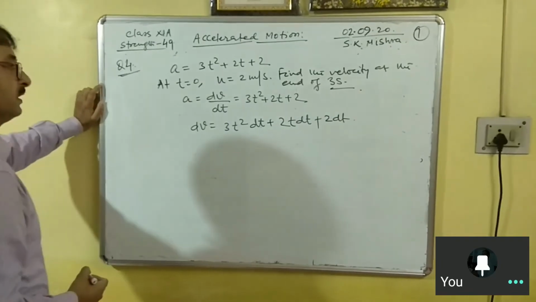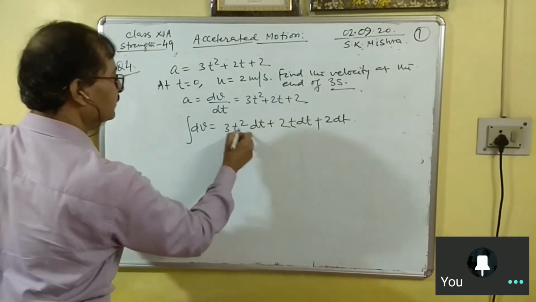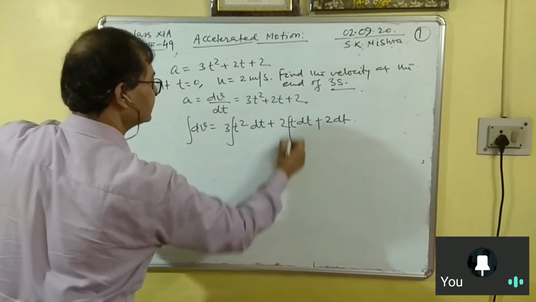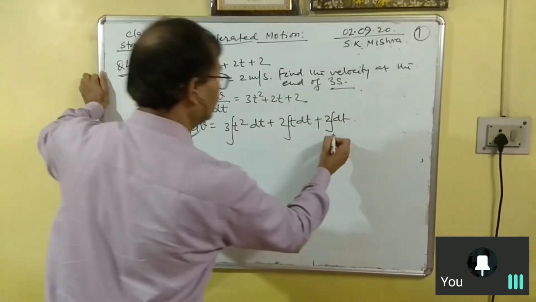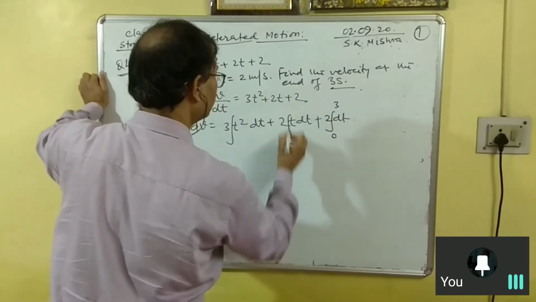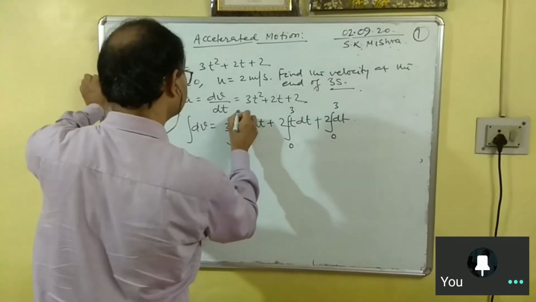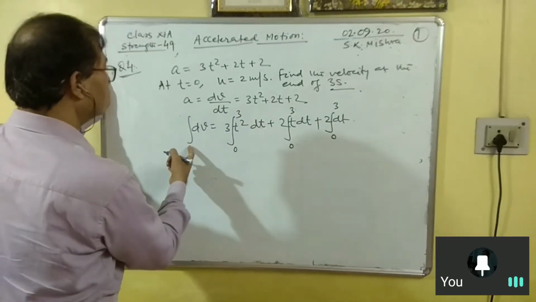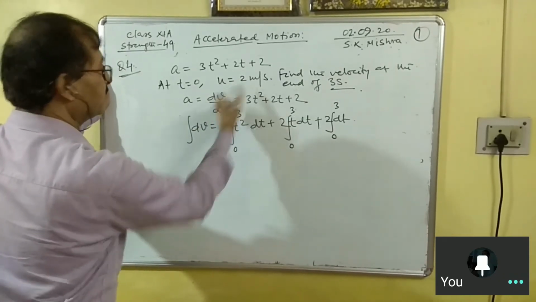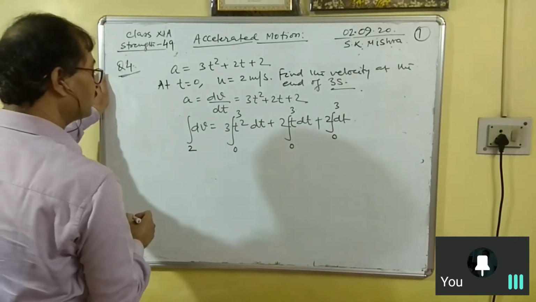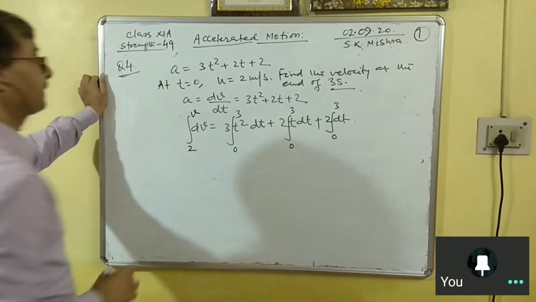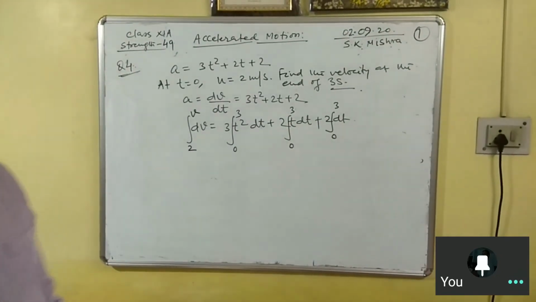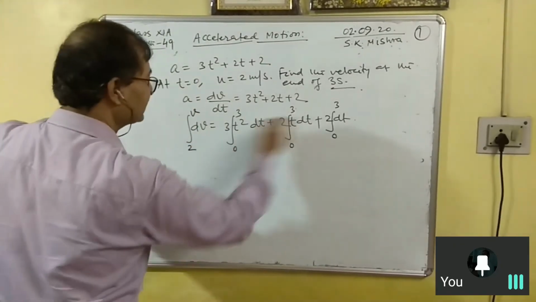Now integrate both sides, definite integral, with limit 0 to 3 seconds. Now at t is equal to 0, initial velocity is given to you, which is 2 meter per second. And what will be its velocity at the end of 3 seconds, that we don't know. Let it be v. Now just solve it using the concept of calculus.